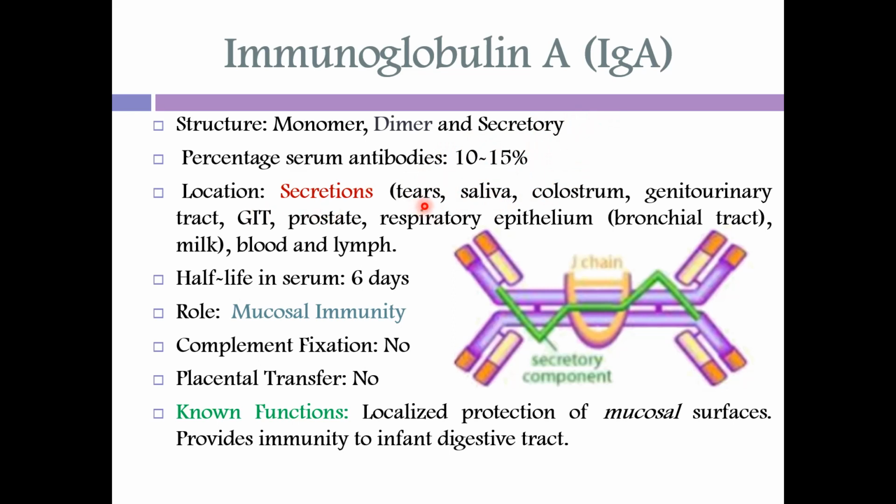They are mainly present in tears, saliva, colostrum, the genitourinary tract, GIT, prostate, respiratory epithelium, bronchial tract, milk, blood, and lymph. Immunoglobulin A serum half-life is 6 days, and its role, as I told you, as a secretory immunoglobulin is mucosal immunity. Mucosal protection is the major role of immunoglobulin A. They cannot cross the placenta, and they do not have the ability of complement fixation. Major function: localized protection of the mucosal surface and providing immunity to the infant digestive tract.